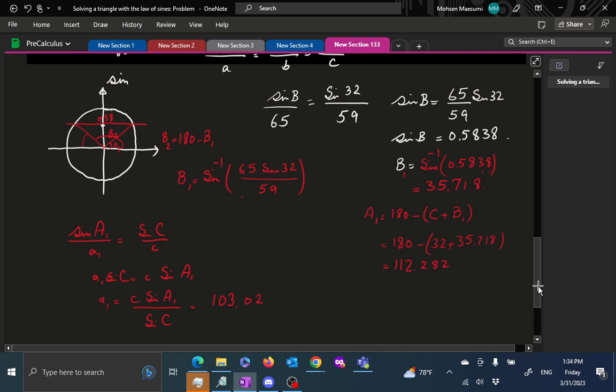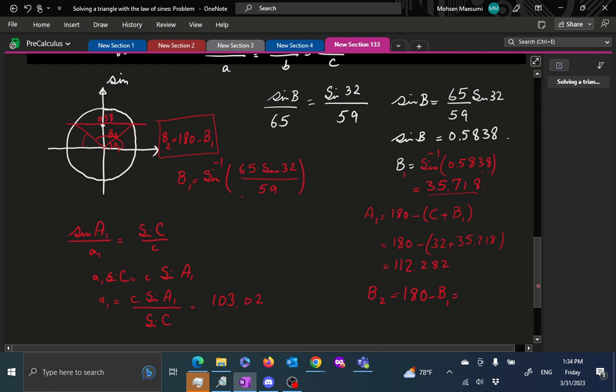Next we come and say, well, remember there are two solutions to begin with, because sine of an angle equal to a number, when it has a solution, typically has two solutions from 0 to 180. So how about the other one? Well, let's call that B2. So angle B2 is 180 minus angle B1.